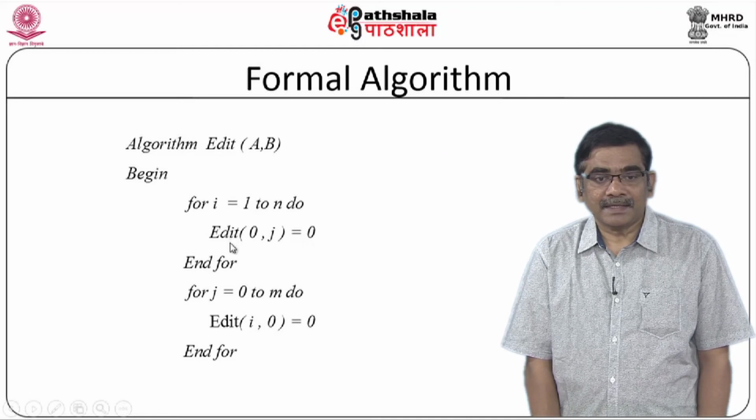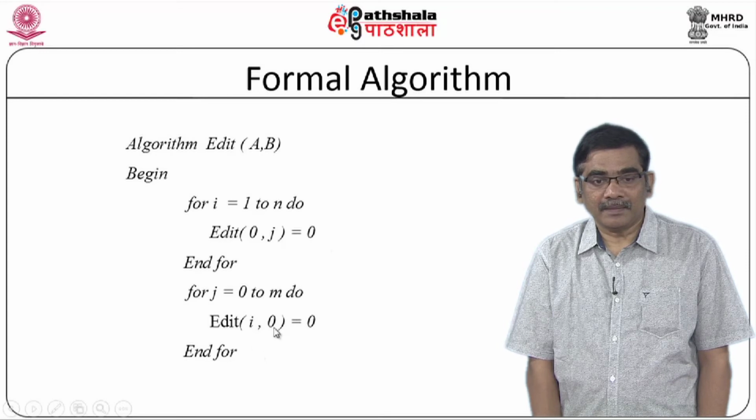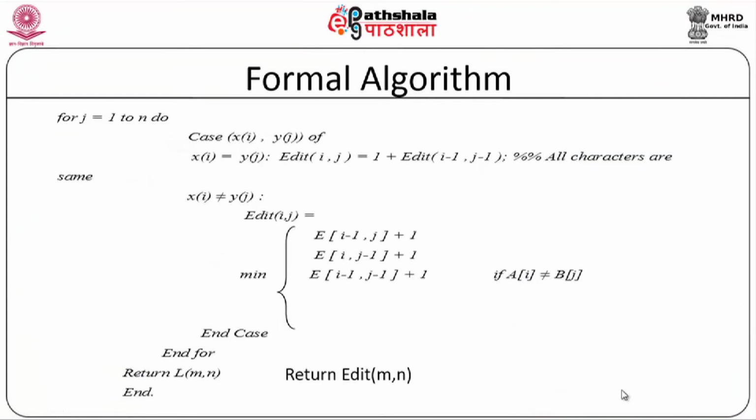You can see that edit of 0 comma j is going to be j, and edit of i comma 0 is going to be i; these are all the initializations. Here I check whether the characters are the same or not. Based on that, using the recursive formulation, I enter all the values into the table. Finally, when the algorithm ends, the last cell E of m comma n contains the value, and that is what I return as the result.